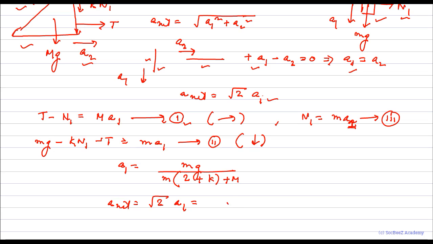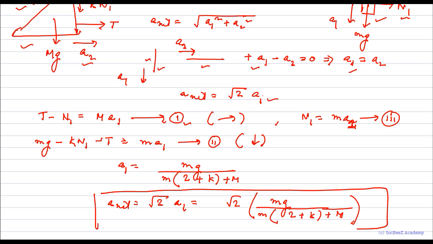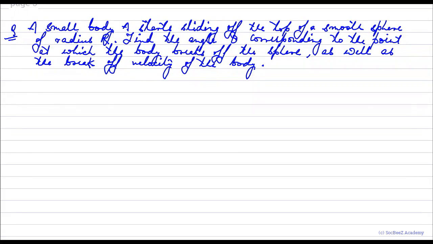So it can be written as root 2 into mg upon m into 2 plus k plus capital M. Fine. So this is going to be the acceleration of the block with respect to the surface, that is the ground on which the wedge is moving. Fine. Now let us move on to the next problem, which is this.